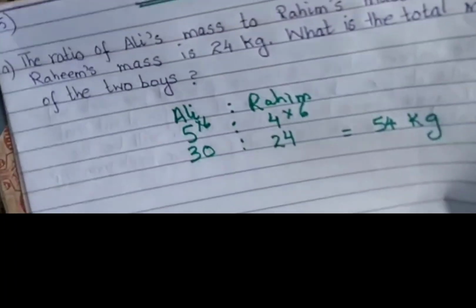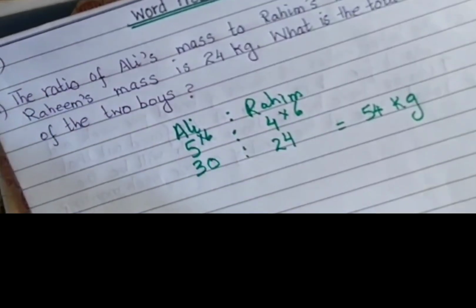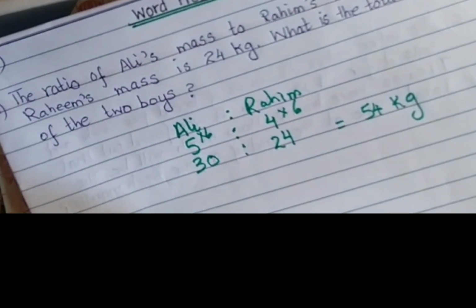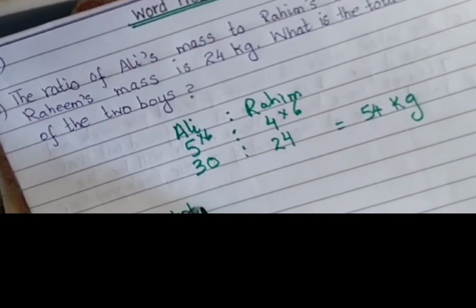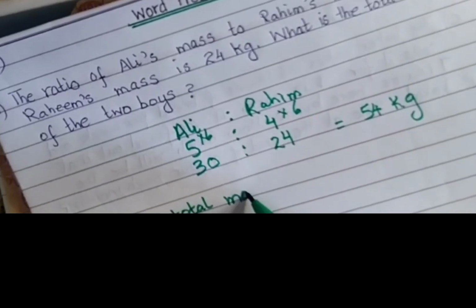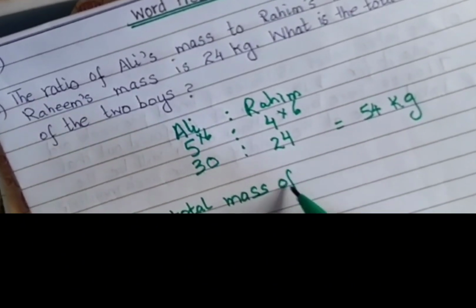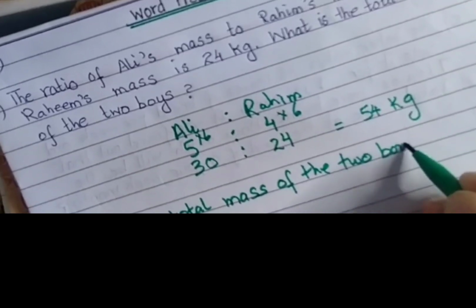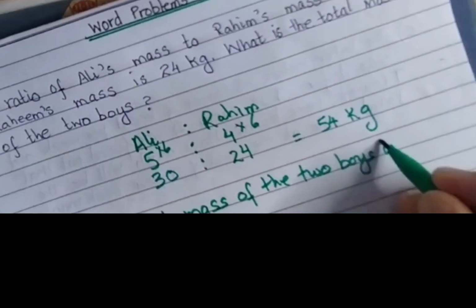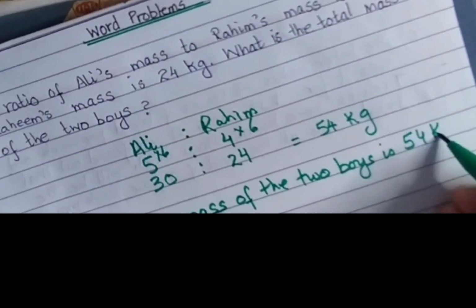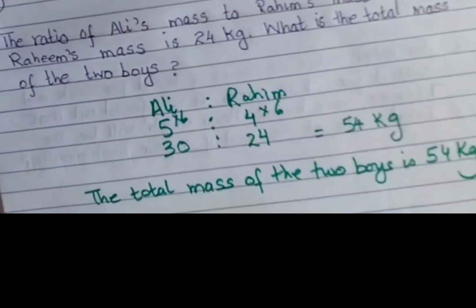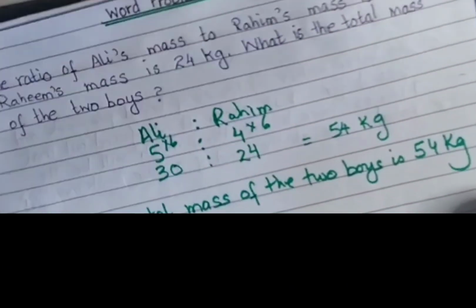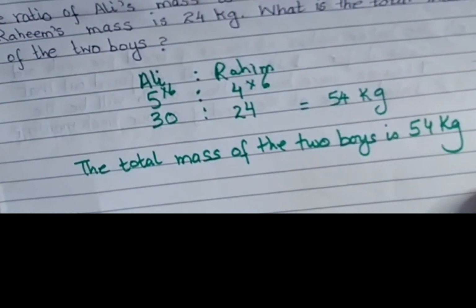So how will you write down the answer statement? The total mass of the two boys is 54 kg. Okay, can you see? Just have a look.